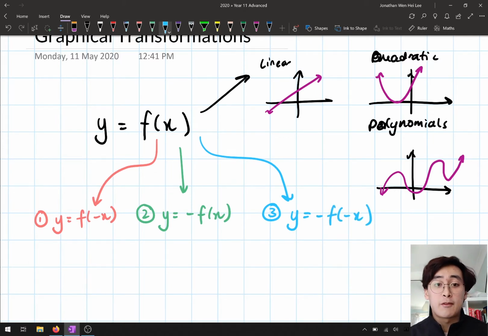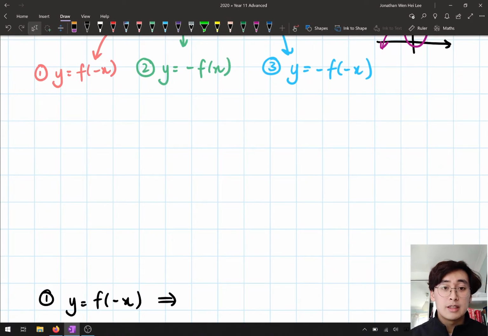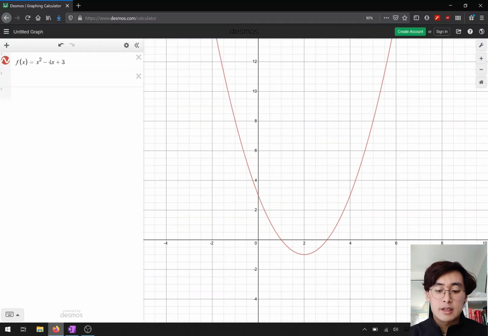So these are three transformations we're going to talk about: f of negative x, negative f of x, and negative f of negative x. Tongue twister, I know. These have to do with rotations and reflections about different axes. That's what we're going to be having a look at in this lesson. The first one we're going to look at is this red one, y is equal to f of negative x. What we have to do in these cases is have a function to begin with. So let's have a look at this example here.